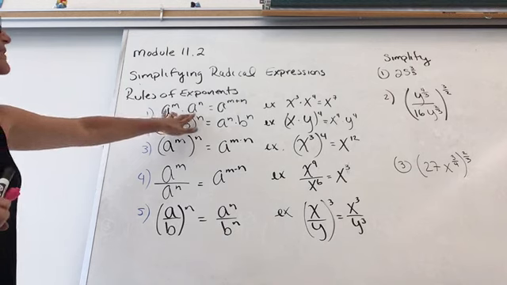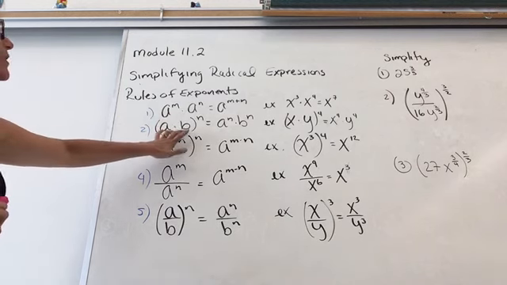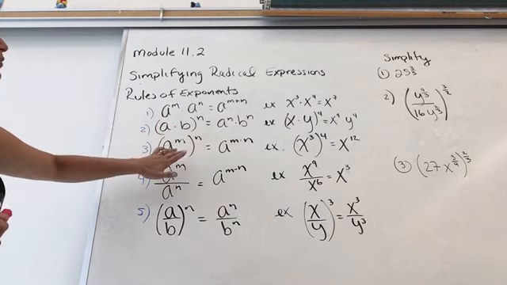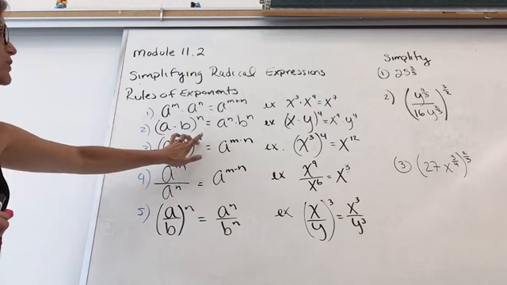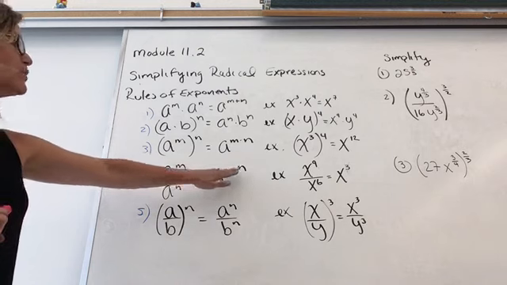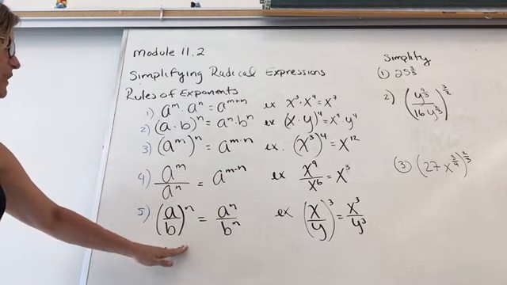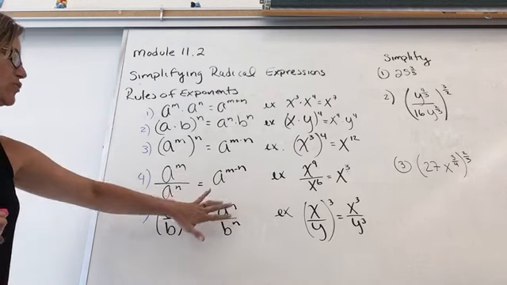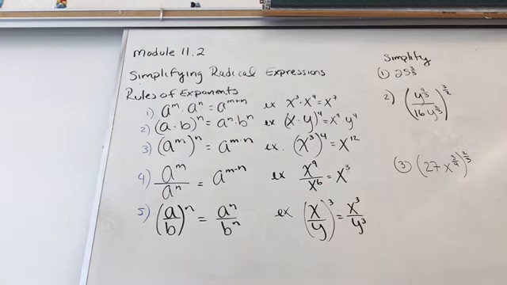Basically, if you're multiplying and the bases are the same, we add the powers. Here you can distribute the power through. This one, when you have one base and 2 powers, you multiply them. When you're dividing and the base is the same, you subtract the powers. And in this one, if it's division, you can still distribute that power through if it's in parentheses.